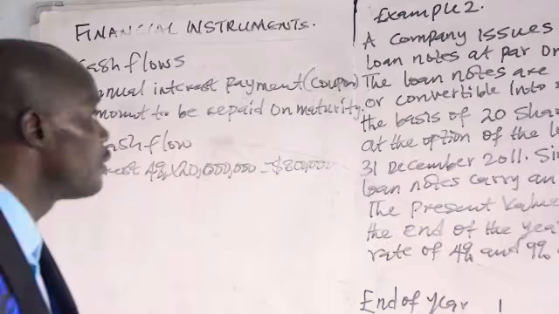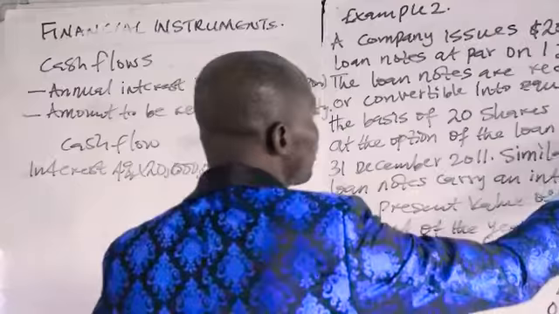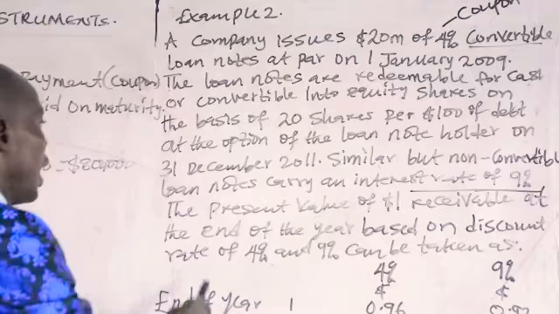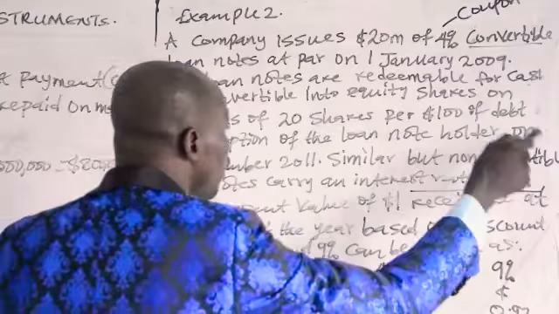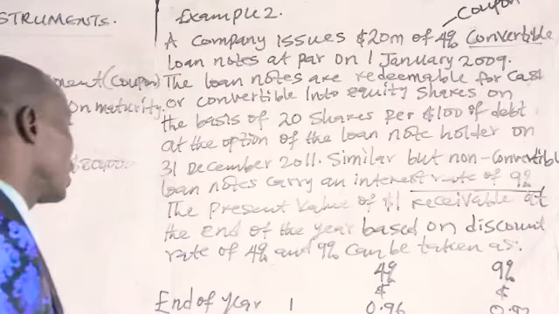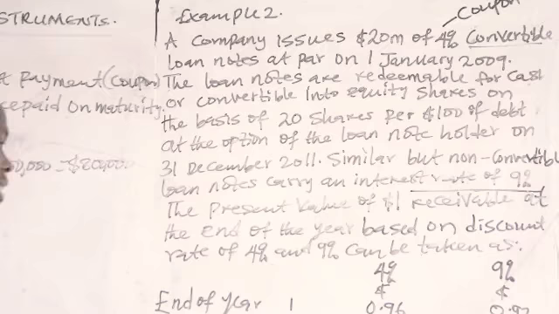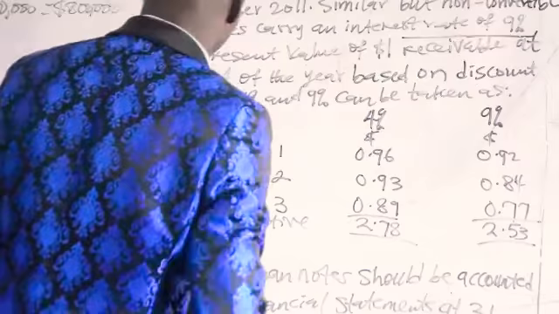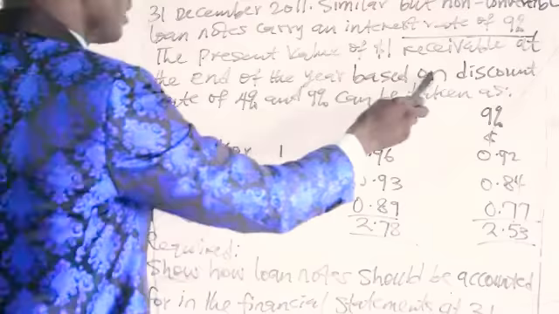The loan notes are redeemable for cash or convertible into equity shares on the basis of 20 shares per 100 of debt. You don't need that. The information given there is to enable you to know that it is convertible. Those are the number of shares you can have in exchange for the loan notes. At the option of the loan notes holder on 31st December 2011, similar but not convertible loan notes carry an interest rate of 9%. This is the effective interest rate. It is the effective interest rate you use to discount it. That means this present value at 4%, which is the coupon rate, is not relevant. It is the present value of 9% that will be used because it is the effective interest rate you should use to discount it. You need that of 9%, you don't need that of 4%.